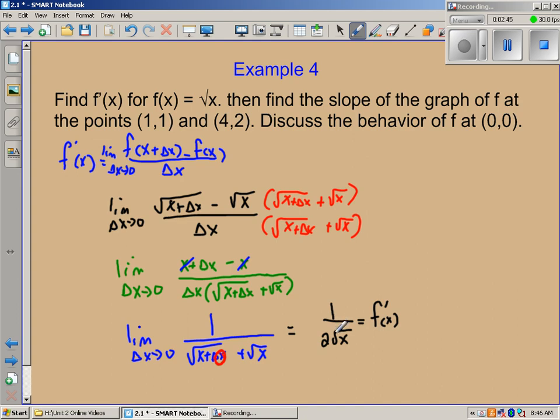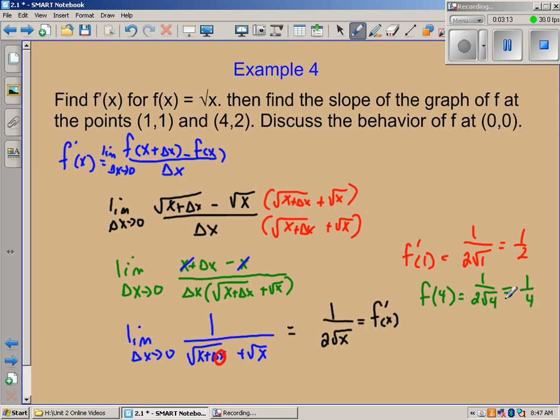And so now if they ask me for the slope at (1, 1), I don't need the y value, I just need the x value. So if I want the derivative at 1, I'm going to plug 1 into this, and you can see that the slope becomes a half. If they ask me for the slope at (4, 2), well, I'm going to plug 4 in for x into my slope equation, and when I simplify that, I get 1/4.